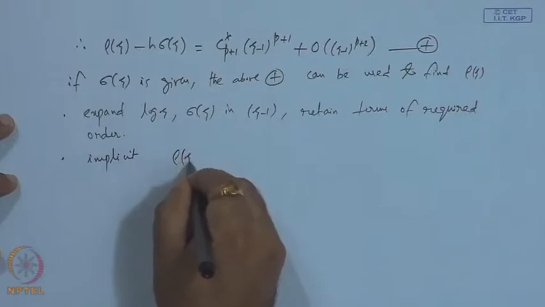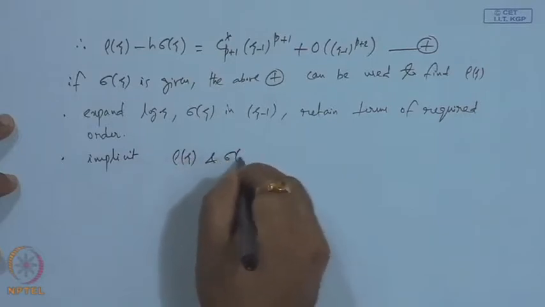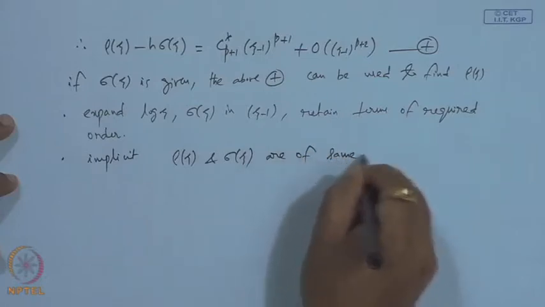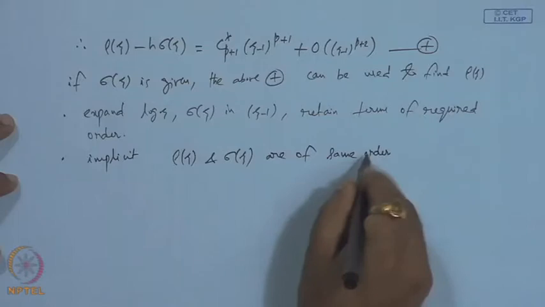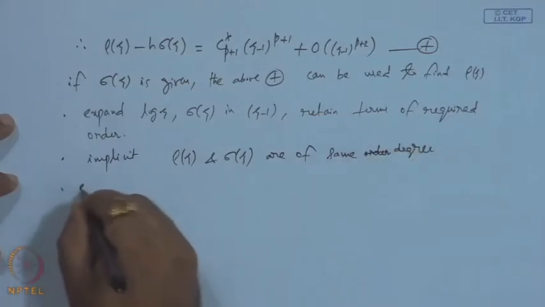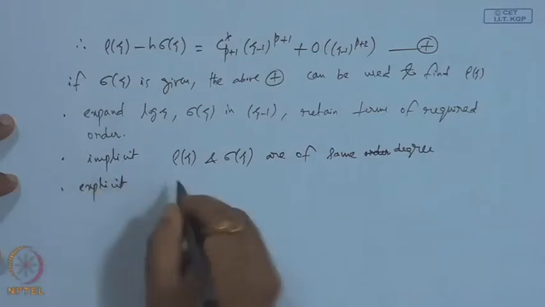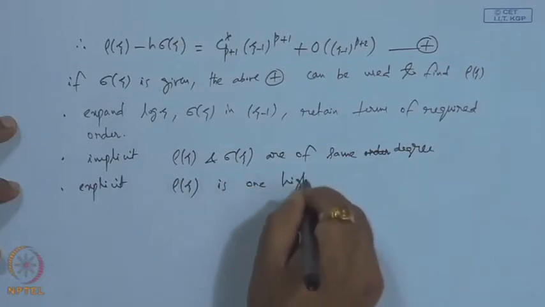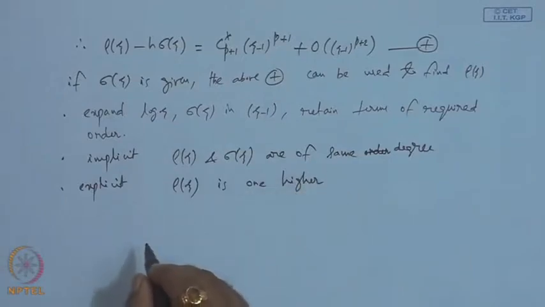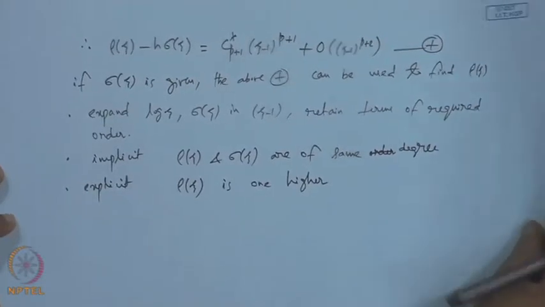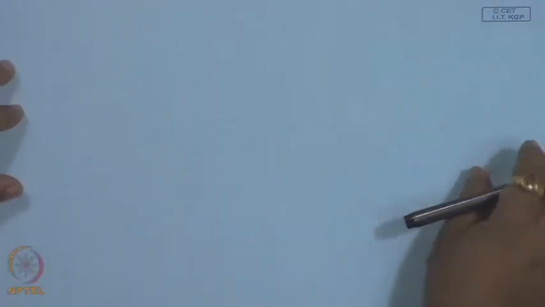implicit or of same order, rather degree, explicit rho is 1 higher. Okay. So, let us work it out with an example.